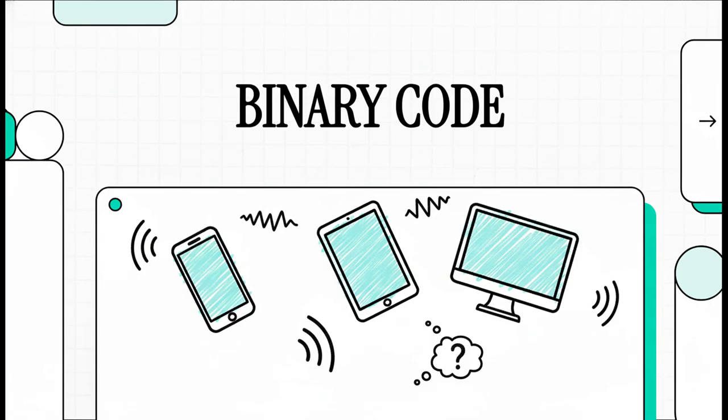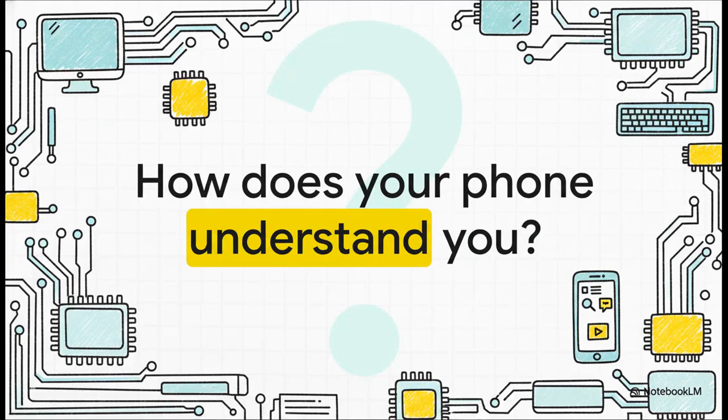Have you ever wondered how your phone, your tablet, or your computer actually understands you? Because here's the wild part. They don't get words, or pictures, or games. Not really. Turns out, they only understand two things, the number 0 and the number 1. That's it. And somehow, from just those two simple numbers, our entire digital world is built.